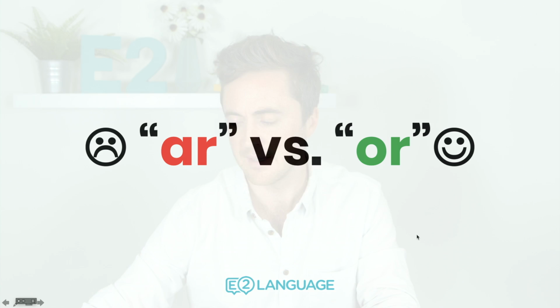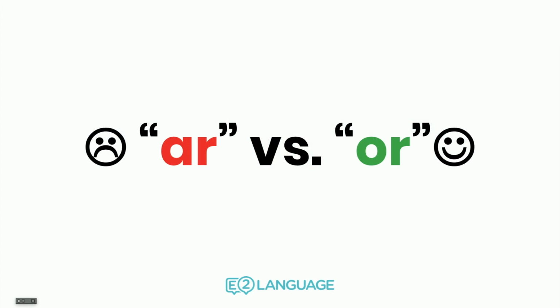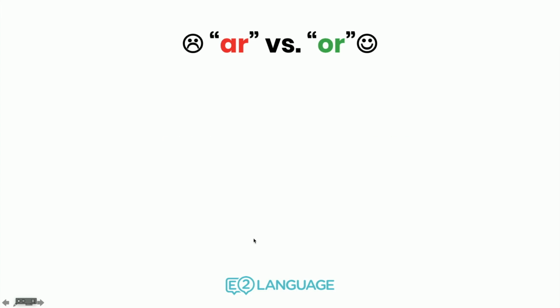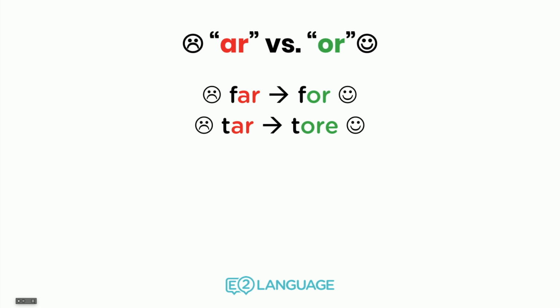Let's look at another one here. This time you're doing R versus or. R, or. R, or. Let's try and do some pronunciation fixing here. So don't say far when you're trying to say for. Far, for. Don't say tar if you're trying to say tor. Tar, tor.